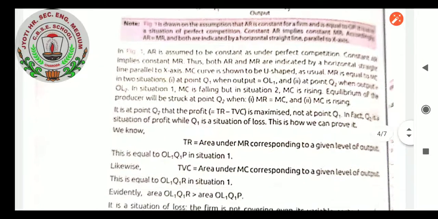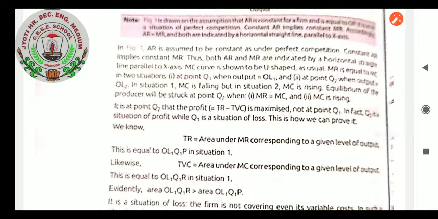Constant average revenue implies constant marginal revenue. Thus both average revenue and marginal revenue are indicated by a horizontal straight line parallel to the x-axis. The marginal cost curve is shown to be U-shaped as usual. MR is equal to marginal cost in two situations: at point Q1 when output equals OL1, and at point Q2 when output equals OL2. O is the beginning point.